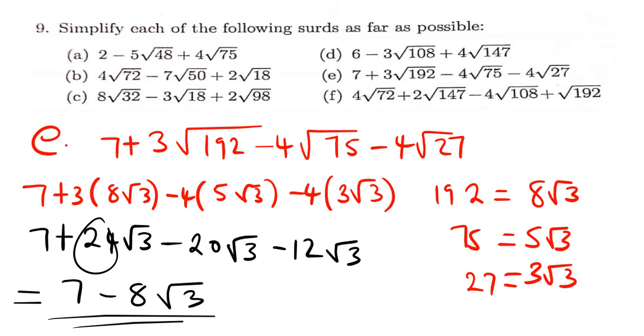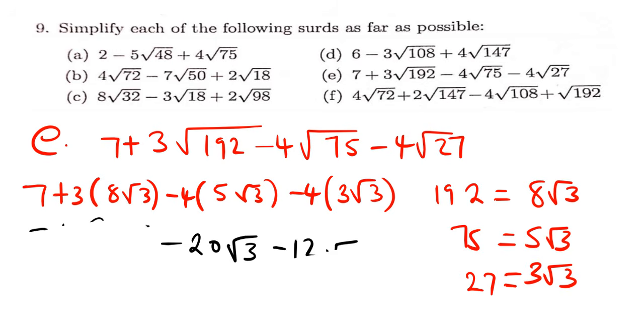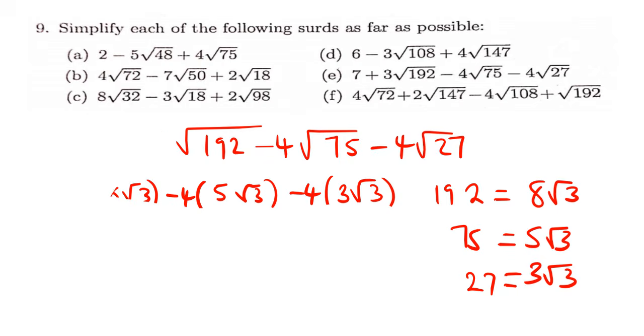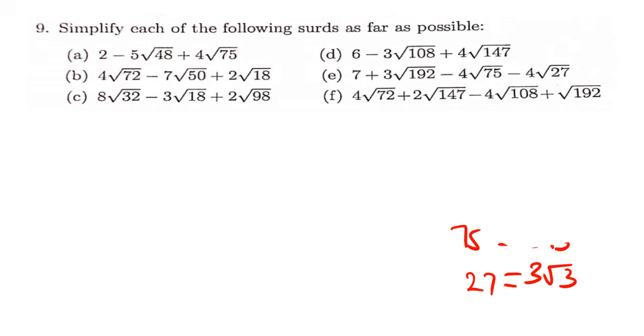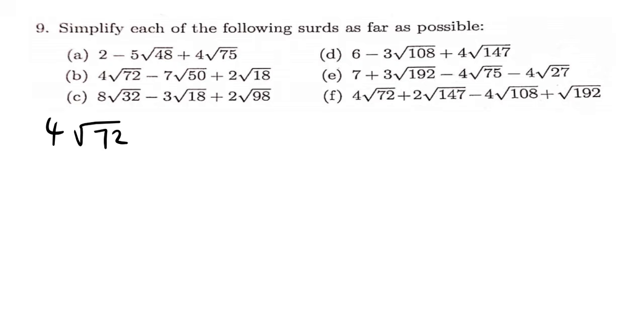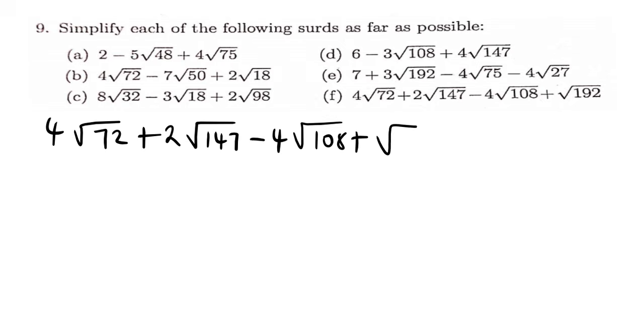Let's solve the last one. It has bigger numbers, but still nothing is complicated here. It's not very complicated. We are saying 4 times the square root of 72 plus 2 times the square root of 147 minus 4 times the square root of 108 plus the square root of 192. So with our easier method, let's start with the square root of 72.